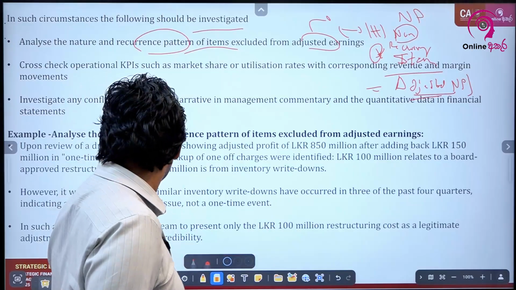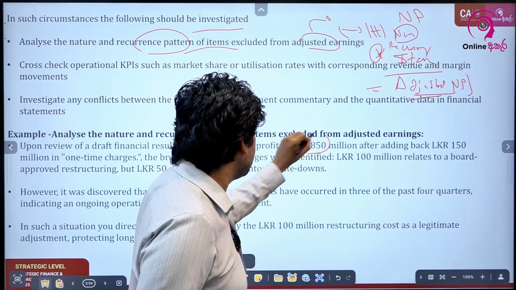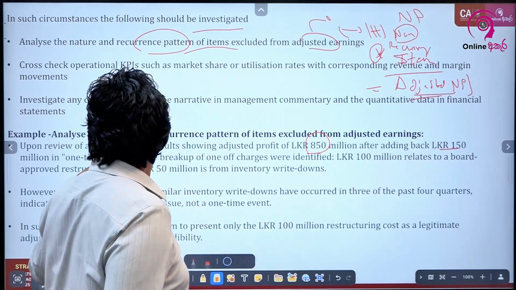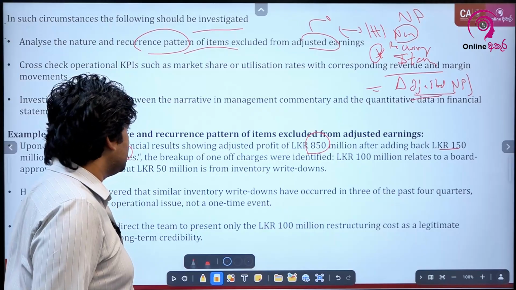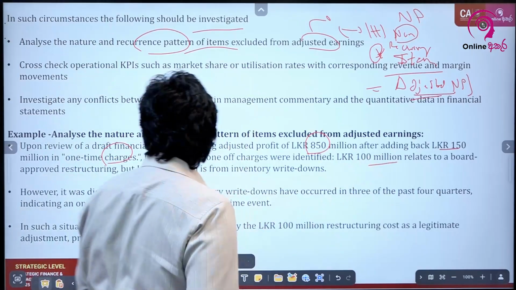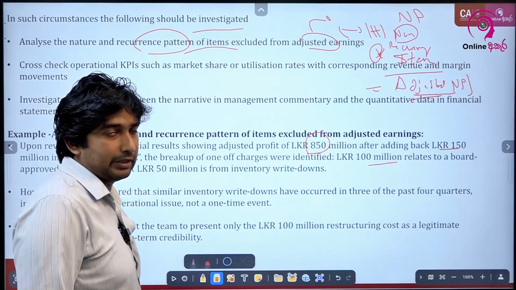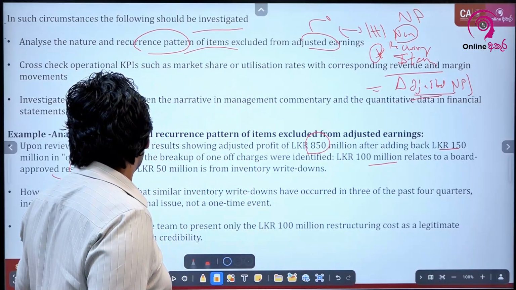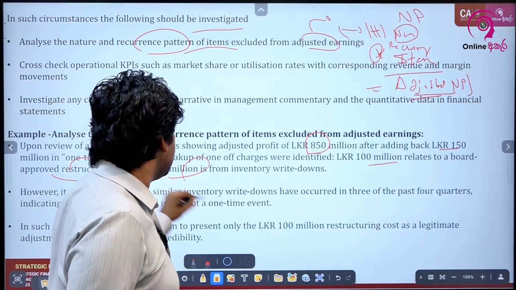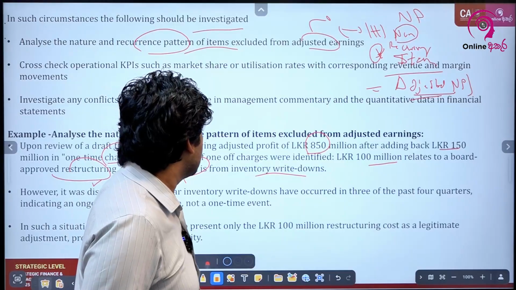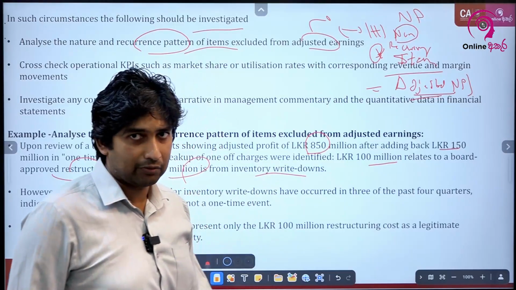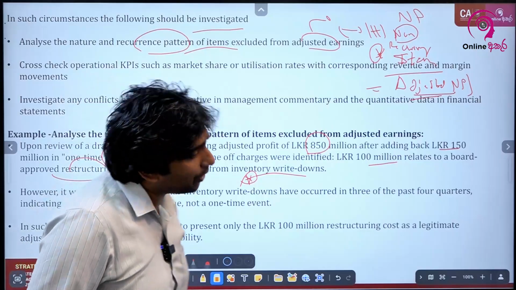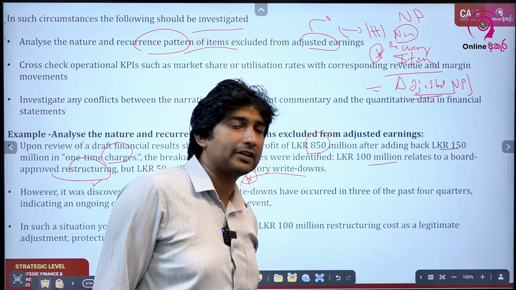So this is where I have given an example. An adjusted profit of 850 million is shown after adding back 150 million one-time charges. So when you further look at the one-time charges, 100 million relates to a board approved restructuring. So every day you will not get a board approved restructuring. So this is a one-off event or one-off expense. So this is okay. And 50 million you add back based on inventory write-downs. This is something you need to investigate. So inventory write-down can occur. It might not be a one-off expense.